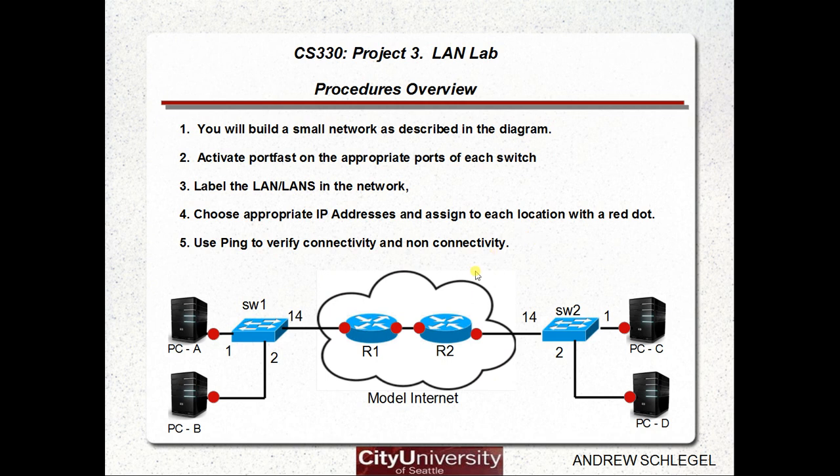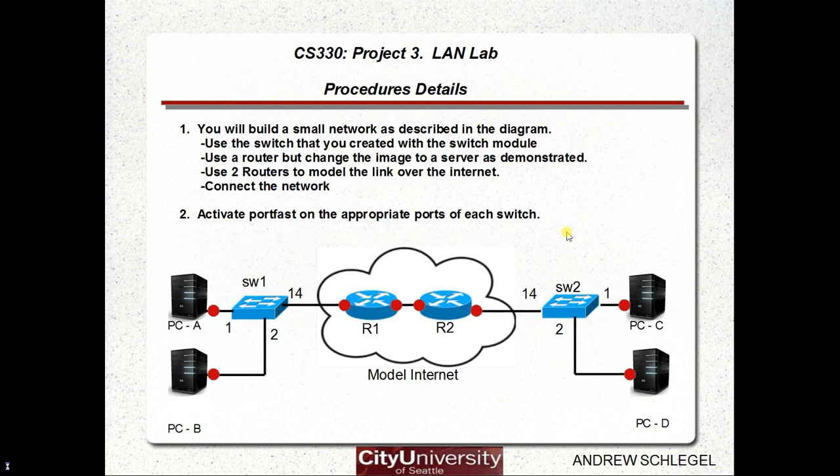Then you're going to choose appropriate IP addresses and assign to each location with a red dot. I want you to tell me why, if a certain location doesn't get an IP address, it doesn't get an address. For example, this location right here. Why is there no IP address assigned at this location? Then you're going to use ping to verify connectivity and non-connectivity, and then after that, you just do a write-up.